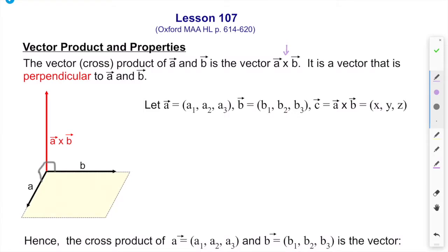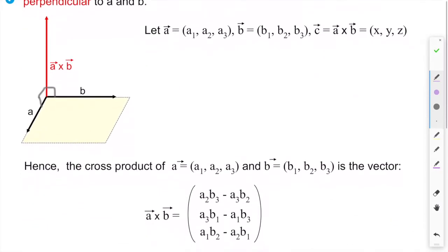So here I'm going to show you how we actually come up with the algorithm for calculating the vector product of two vectors by letting vector A be A1, A2, A3, vector B be B1, B2, B3, and vector C, which is like the simplified version of A cross B, be X, Y, Z. We won't really carry out the whole derivation, but hopefully this will give you an appreciation for how we come about with the algorithm for calculating cross products.